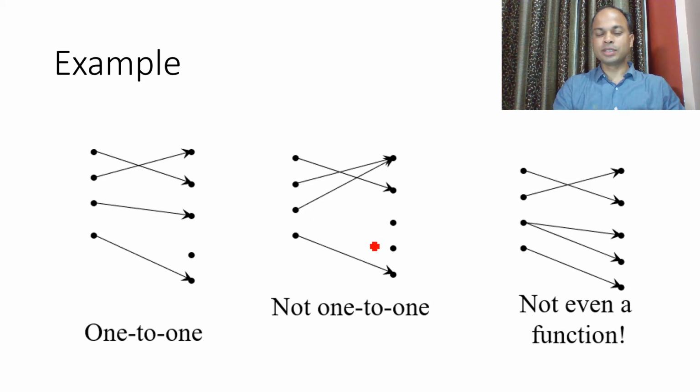If we talk about this particular mapping, then two elements of set A are mapping to only one element of set B. So therefore, this is not a one-to-one mapping.